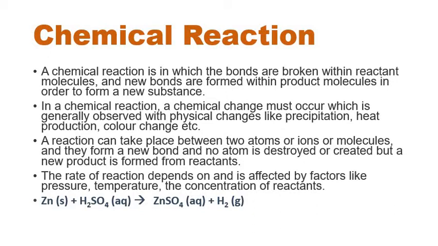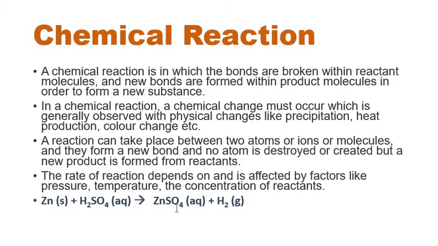The substances which react with each other are called reactants, and the substances which are newly formed after the reaction of the reactants are called products. For example, a reaction like zinc, which is solid, with dilute H2SO4 will give you zinc sulfate and hydrogen. Here zinc and sulfuric acid both are reactants, and the substances zinc sulfate and hydrogen are products.